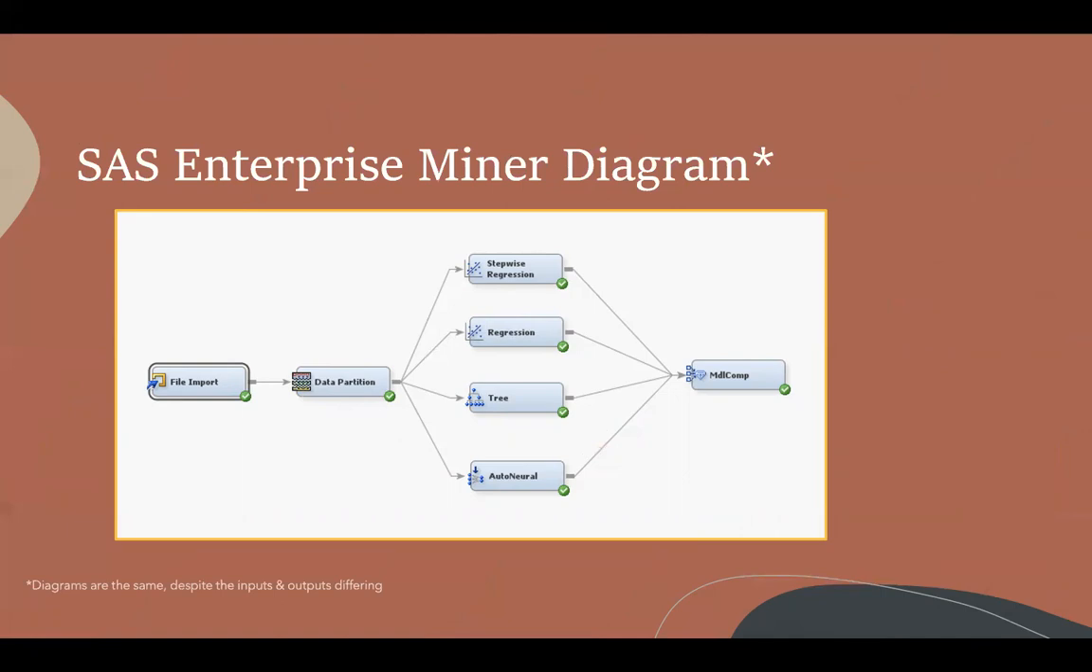It helps break down what makes these ideal baskets for a lifter. We also have a neural network that might see things that normal humans can't really put into a model. And then the model comparison node over here to compare each model. The diagrams are the same for both, but the inputs and outputs do differ for each one.